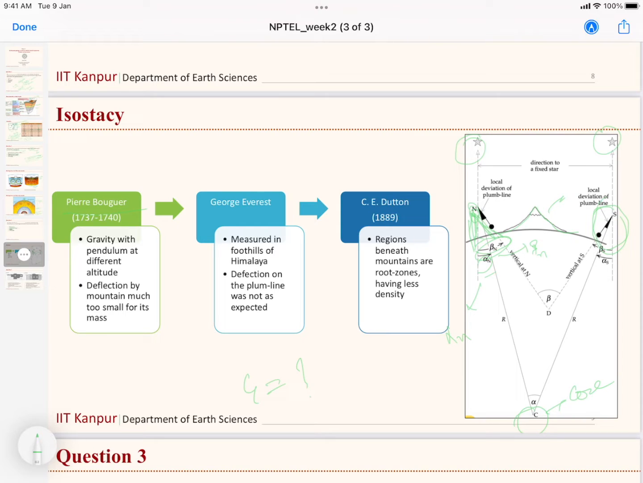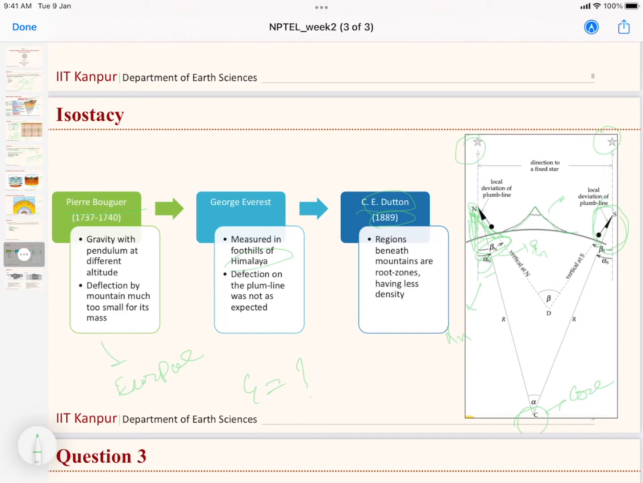To understand this phenomenon, other researchers attempted to identify the cause behind it. So comes George Everest, who conducted the same experiment. This experiment was conducted in Europe, I forgot the exact location. But this George Everest conducted the same experiment in the foothills of the Himalaya. And even he observed the same thing, that the deflection of the plumb line was not as much as expected. But by the time of 1889, C.N. Newton was able to answer that question.